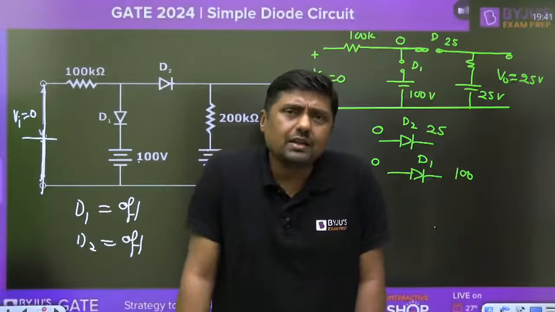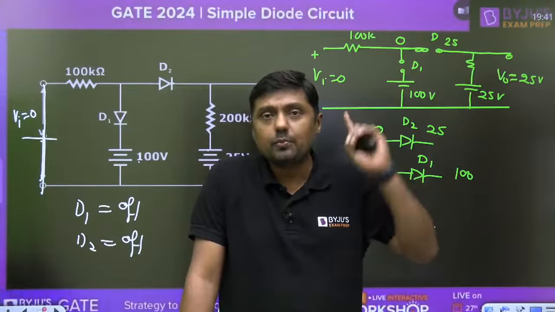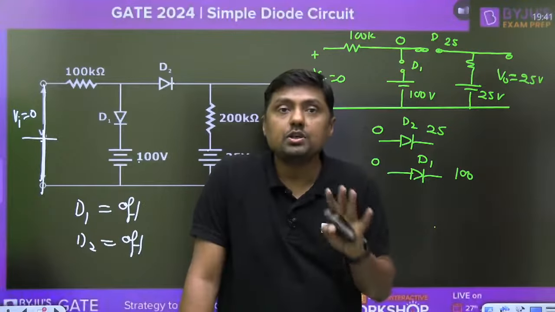When we assume that the diode is reverse biased, always check at the end that Vp should be less than Vn.